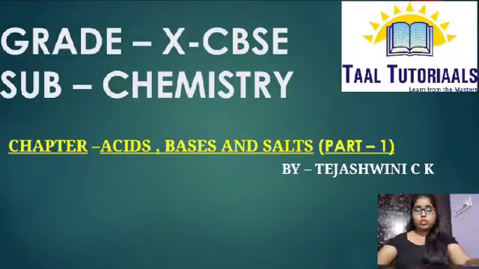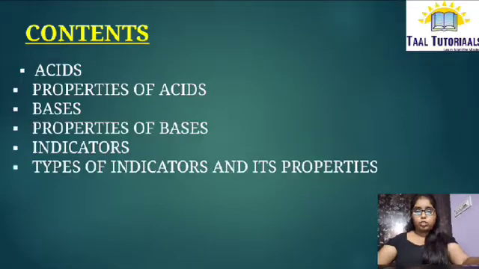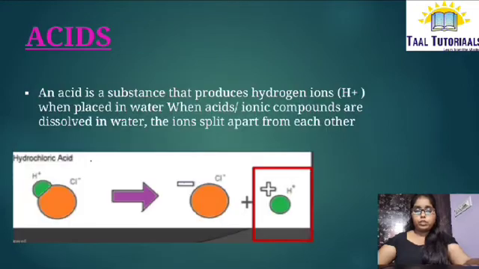Hi, hello everyone. Today our chapter is acids, bases and salts. In this, we are going to know about what are acids, properties of acids, what are bases, properties of bases, what are indicators and types of indicators and its properties. First, we'll know what are acids.